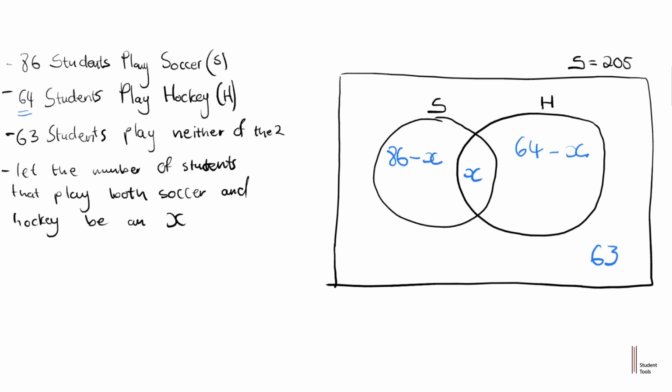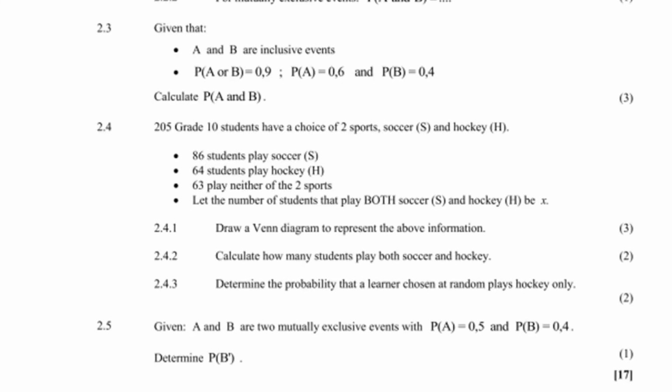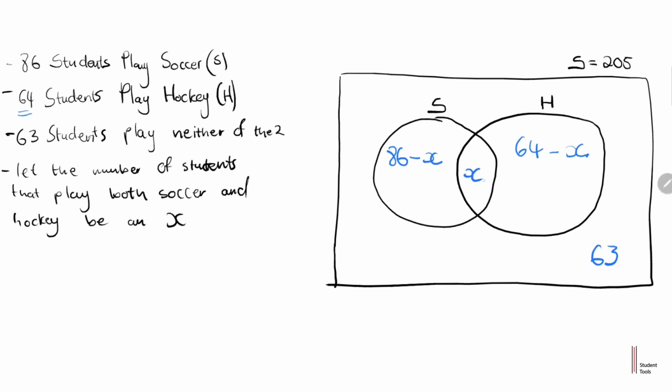Now let us go to 2.4.2. Calculate how many students play both soccer and hockey. Okay, so here we are supposed to determine the number of students that play both soccer and hockey, which is this intersection. And here we were told that we must let this intersection be X. So we are supposed to determine the value of X. So how are we going to determine the value of X?